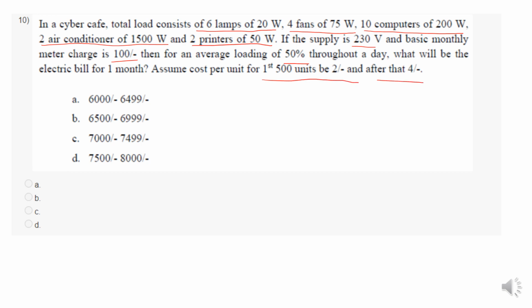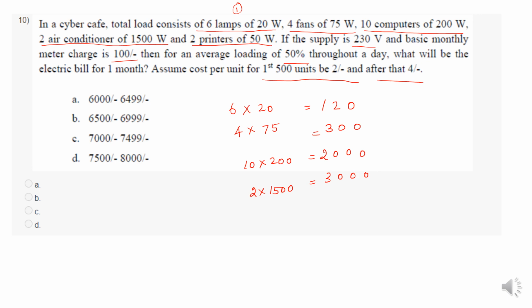Okay, that is given. So first of all, you have to calculate the power consumed by all loads. Load number 1: 6 lamps of 20 watt, that is 120. Then 4 fans of 75 watt, so 4 times 75 is 300. And 10 computers of 200 watt, that is 2000. Then 2 air conditioners of 1500 watt, that is equal to 3000. Then 2 printers of 50 watt, that is 100. That's all.